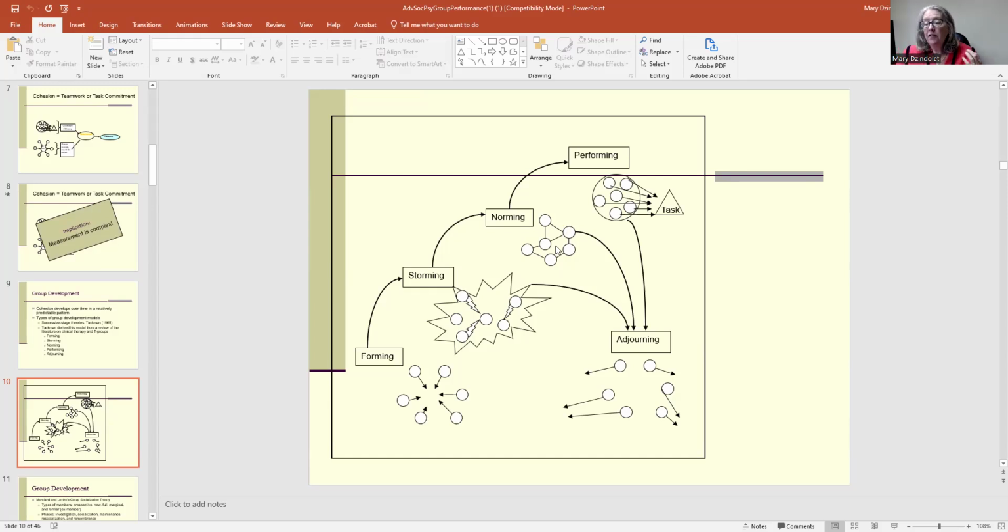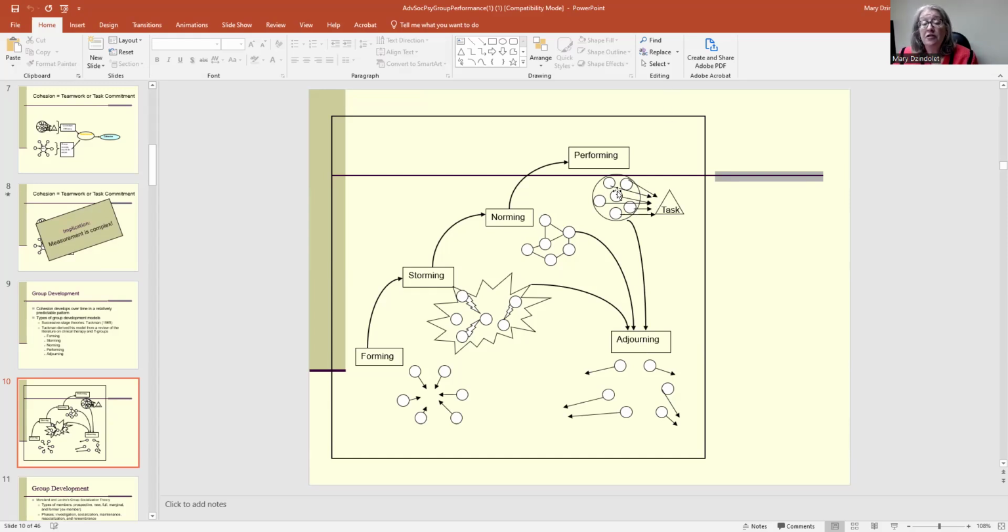That's all in the norming phase. But then we go to the performing phase where we're going to actually focus on the task and get it done. And then if the task has an end, then once the task is done, we'll adjourn. So if the group was brought together to hire someone, like a search committee, once the person's hired, the group can disband.